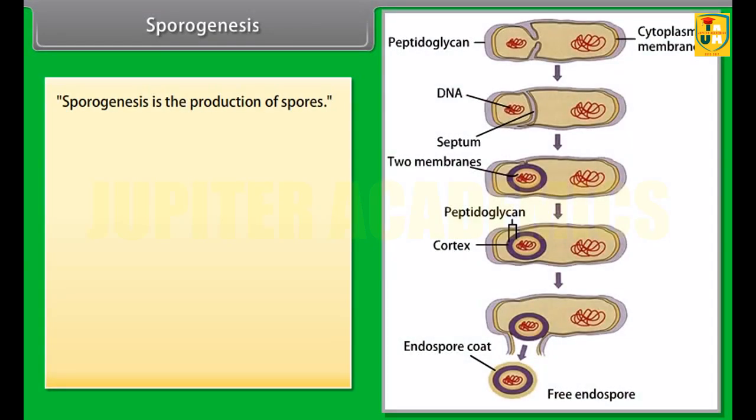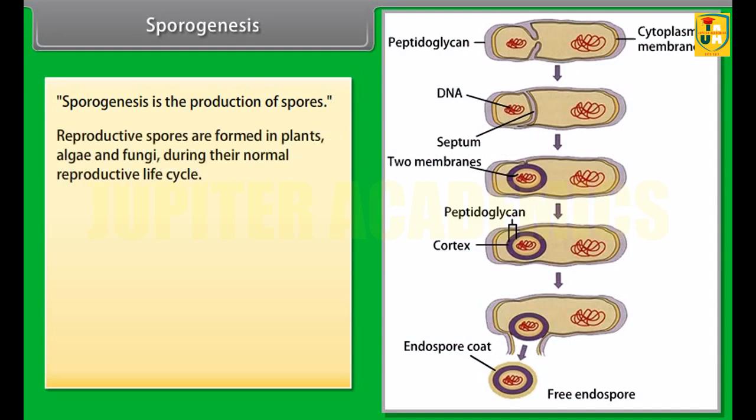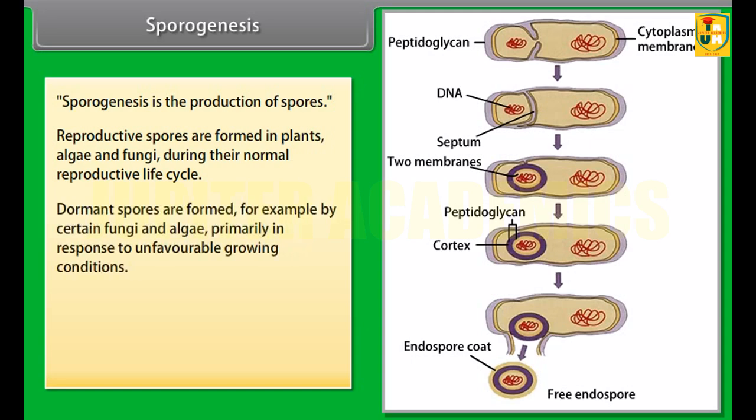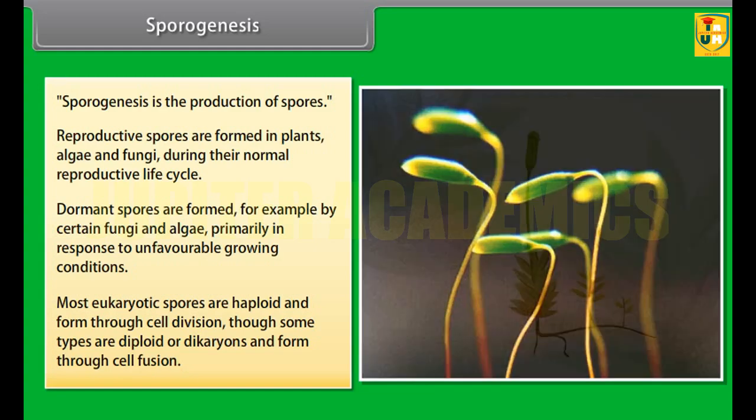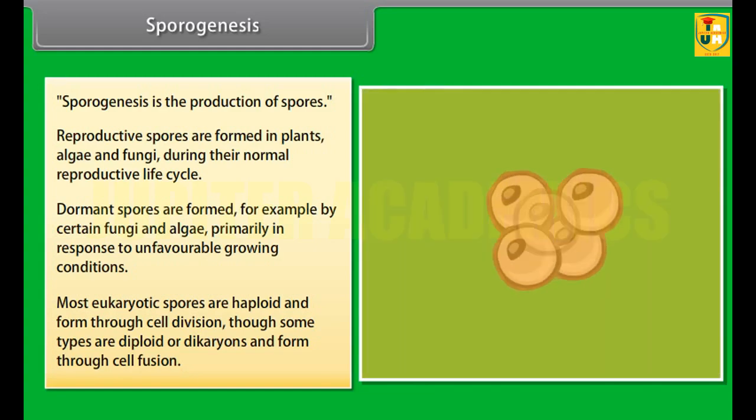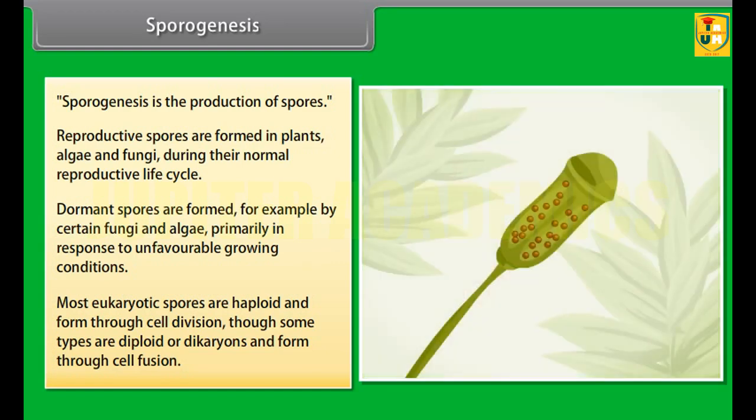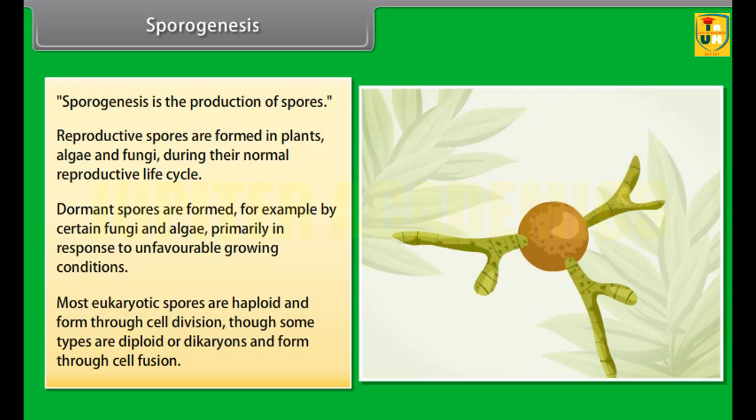Sporogenesis. Sporogenesis is the production of spores. Reproductive spores are formed in plants, algae and fungi during their normal reproductive life cycle. Dormant spores are formed, for example, by certain fungi and algae, primarily in response to unfavorable growing conditions. Most eukaryotic spores are haploid and form through cell division, though some types are diploid or dikaryons and form through cell fusion.